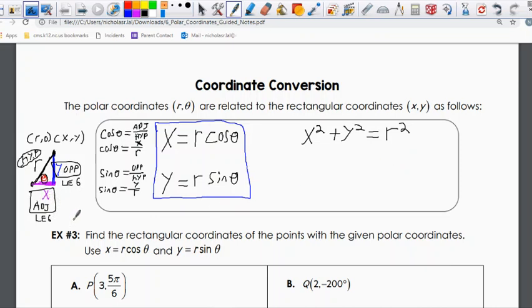We can also say that the tangent of theta is equal to y over x, right? Remember, the tangent of theta is equal to the opposite side of the right triangle, the side opposite the angle, to the adjacent side of the angle. And so the tangent of theta is equal to opposite over adjacent.